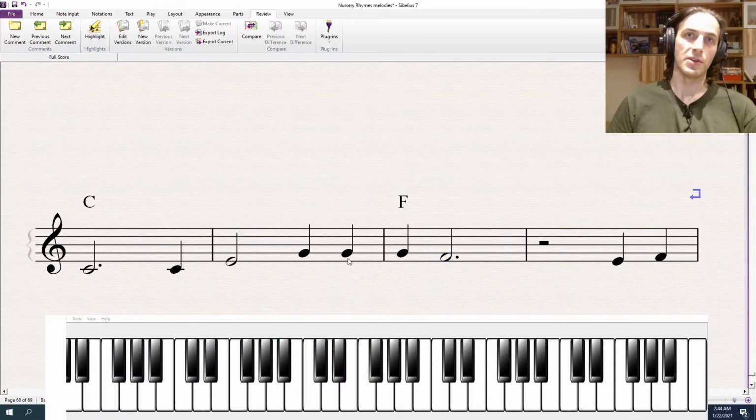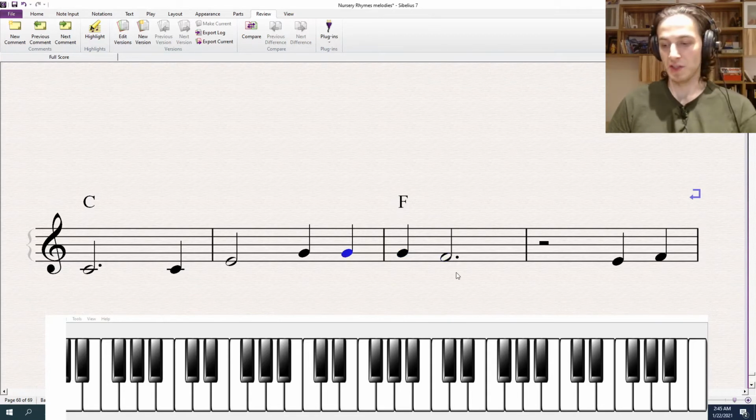So suspension occurs when there's a note that's from a previous chord. This G is from the C chord, and it's carried through over the chord change, and then eventually resolved to a note from the new chord.